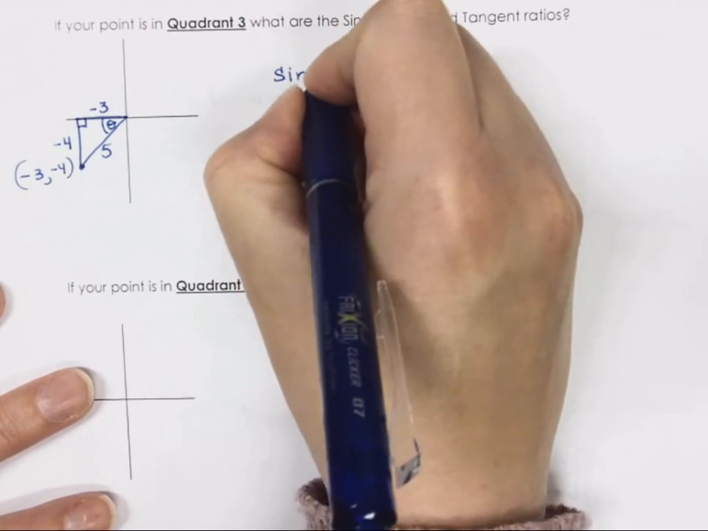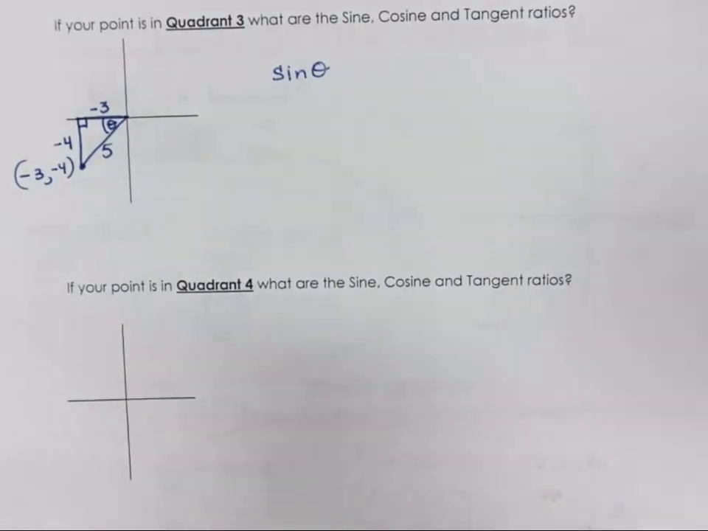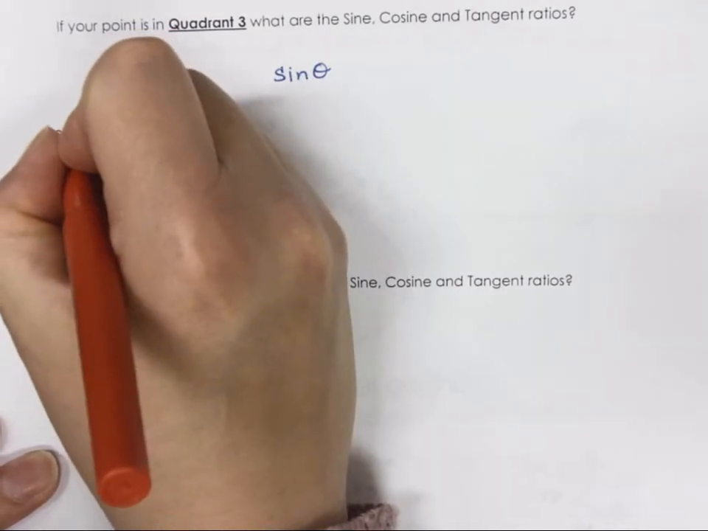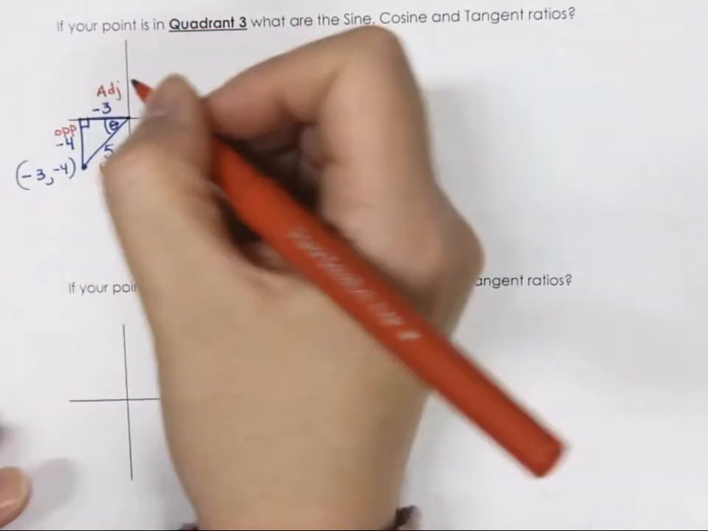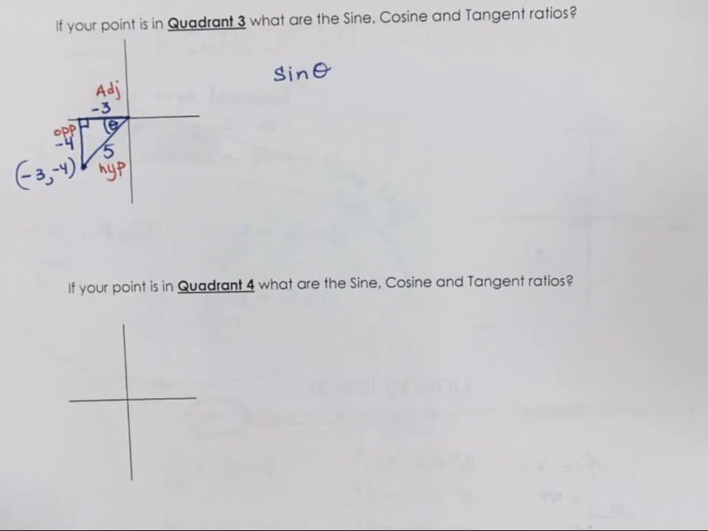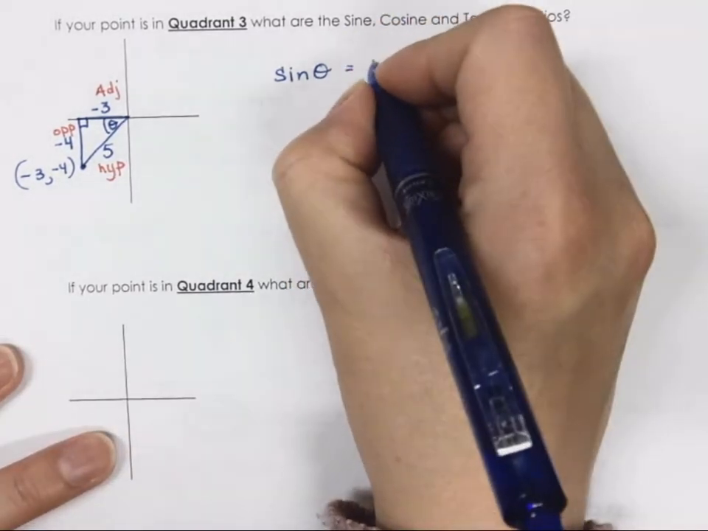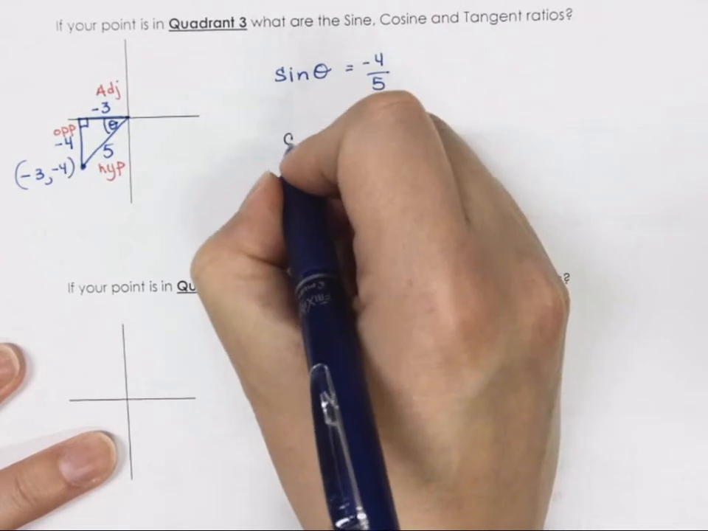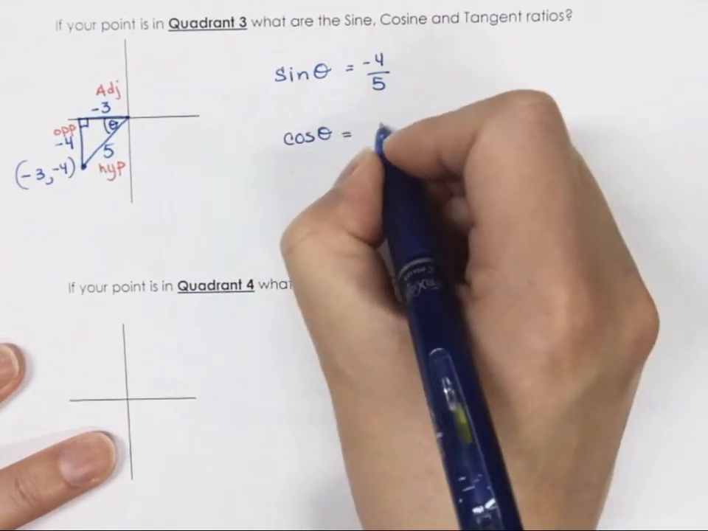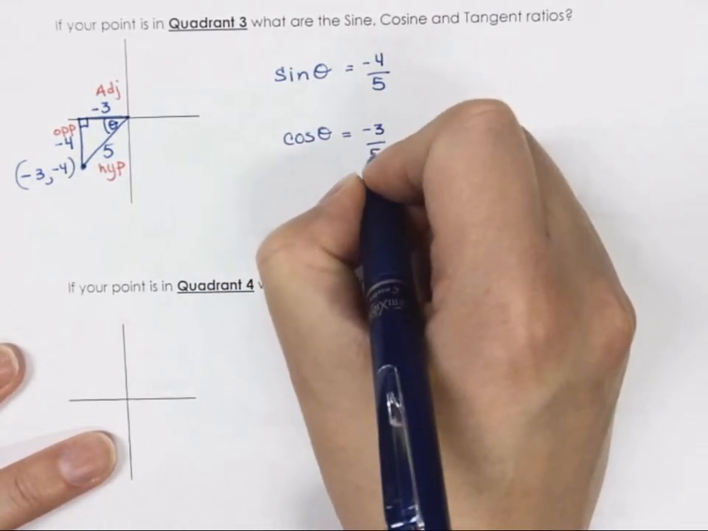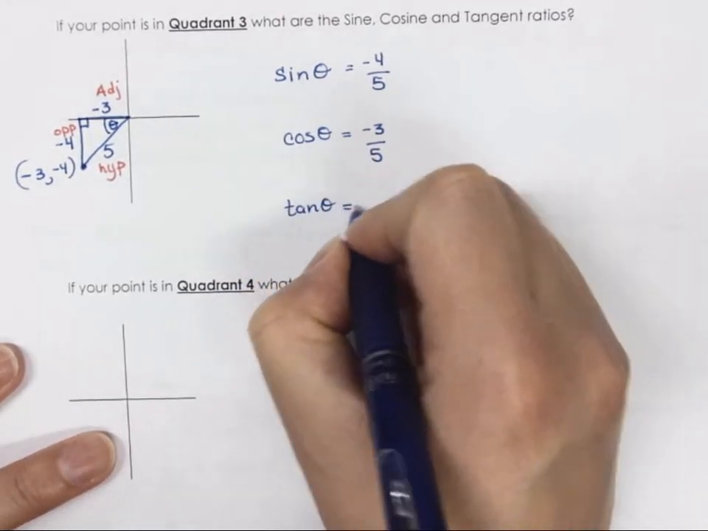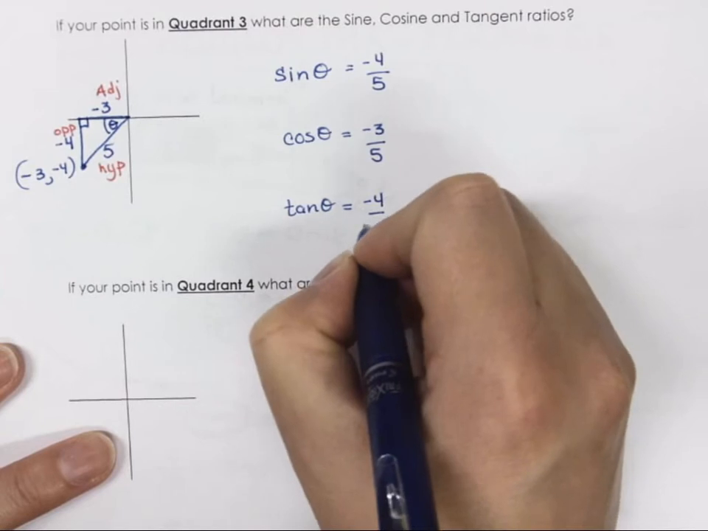So sine theta. Oh, I didn't label. I'm just so excited. Hypotenuse, opposite, adjacent. So sine is going to be -4 over 5. Can't reduce that, so those are nice. Then cosine is -3 over 5. Can't reduce that. And then tangent, I have a -4 over a -3.